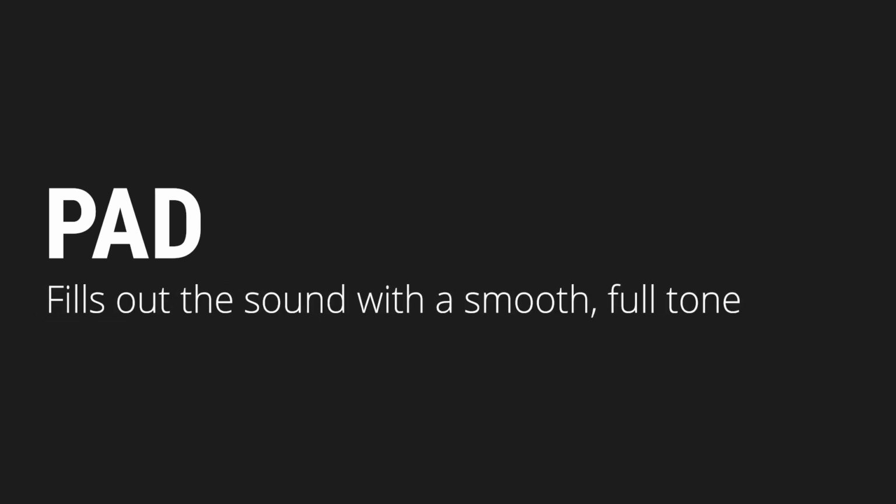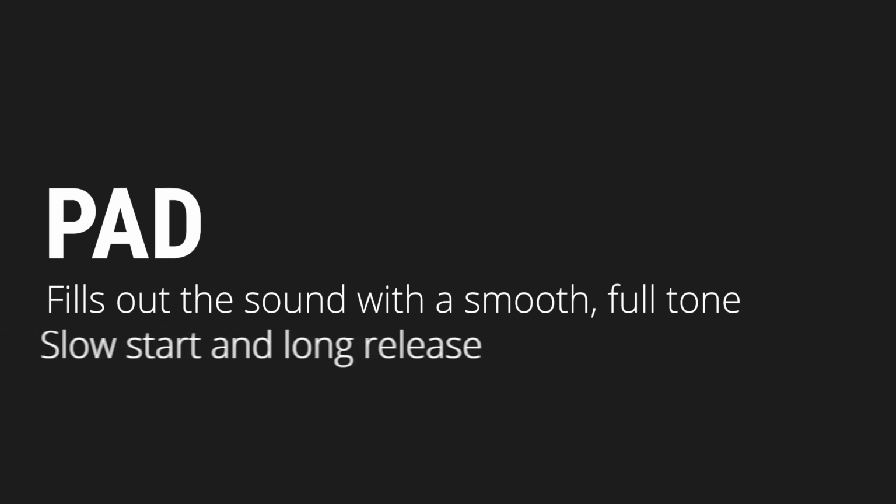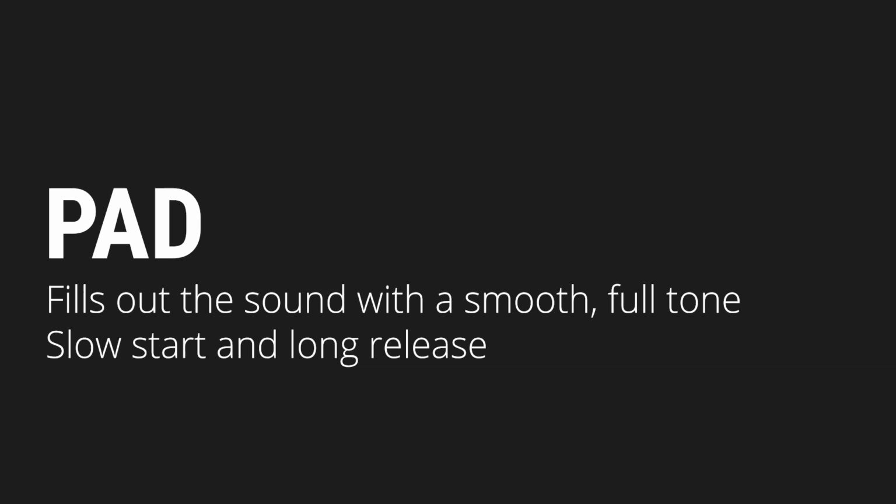Let's get started. A pad is traditionally used to fill out the sound in a nice, pleasant, full way. It usually has a very smooth, full tone to it, and when you press it, it usually takes a few seconds for it to ramp up to full volume. At the same time, when you release the keys, it usually takes a few seconds for the sound to fade out. So let's take a look at how we're going to create a pad from scratch.